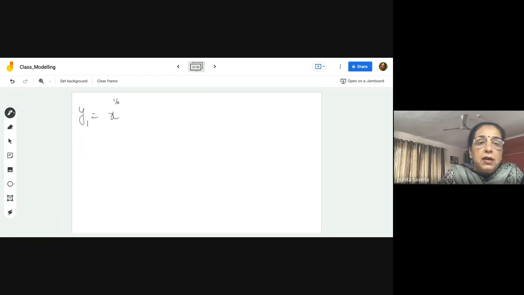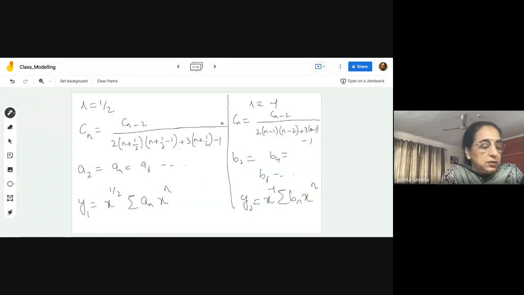X to the power half. So everything is going to be in terms of A0 then, right? Similarly, your Y2 will be x to the power minus 1 into B0 and so on and so forth. Just give two terms each. क्या आता है बताओ तो?